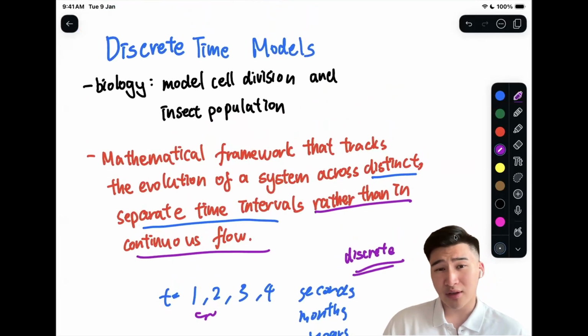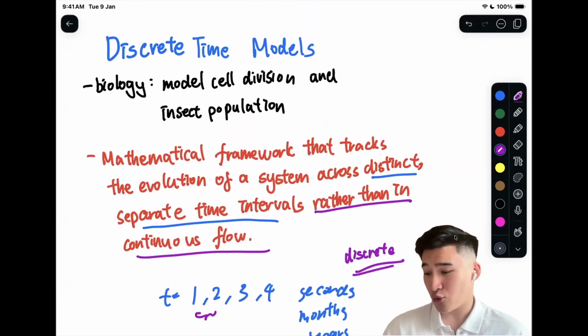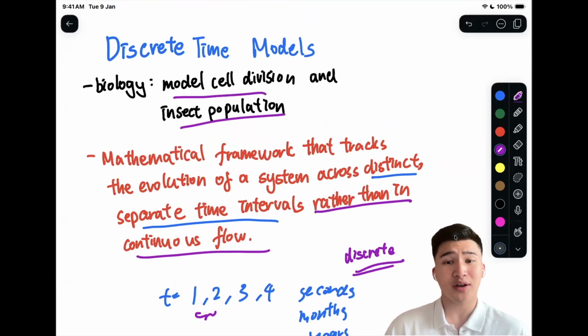Okay. So when will we really use discrete time models? Well, in biology, we use it a lot of the time, actually, when we want to model cell division and insect population. So without further ado, let me bring that concept back in.